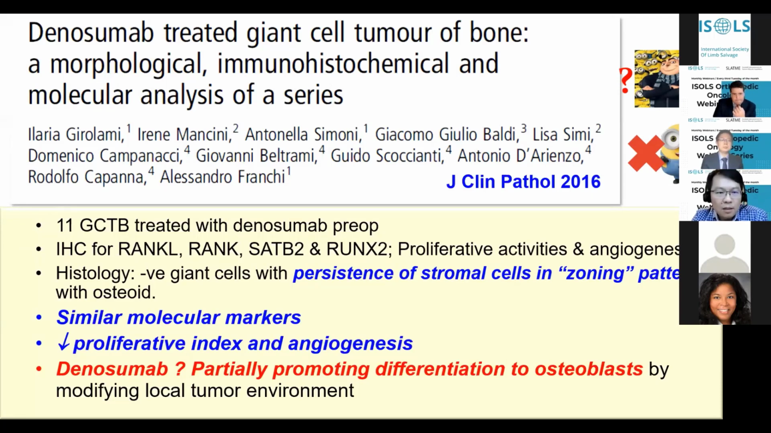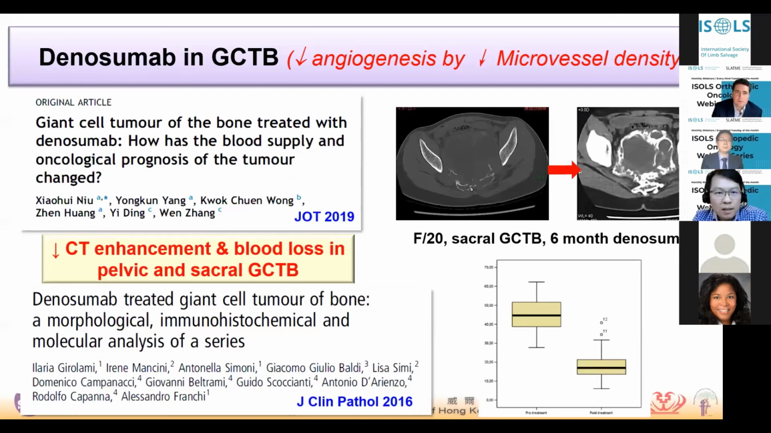Because of all this increase in osteoclastic activities, they have shown that they decrease the proliferative index and also the angiogenesis part. We worked with a professional group in pelvic and sacral GCT, and we found that they can decrease the blood supply. Also in histology and CT scan, they show a decrease in angiogenesis and a decrease in microvessel density. That makes our suggestion that for pelvic or sacral tumors, sometimes this drug can decrease the blood loss.